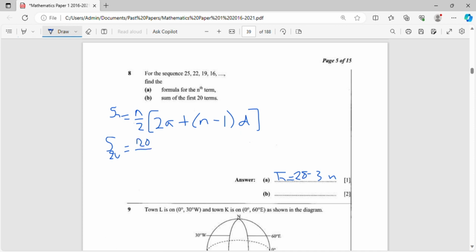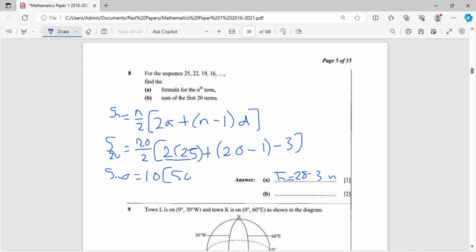So 20 over 2 open brackets 2a. So 2 multiplied by a, where a is our first term, which is 25, plus n minus 1, where n, the number of terms, is 20, minus 1. And our common difference, as we found it, was negative 3. So the sum of the first 20 terms will be equal to 20 over 2, which is 10. So 2 multiplied by 25 gives us 50, plus 20 minus 1 is 19, and 19 multiplied by negative 3 is negative 57.